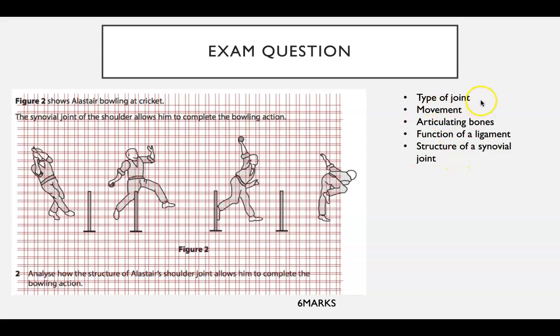The type of joint, the movement that is taking place at the shoulder joint, the articulating bones for the shoulder joint, the function of a ligament, and the structure of a synovial joint. So that's everything that's in case with regards to this question. So pause it and give it a go.